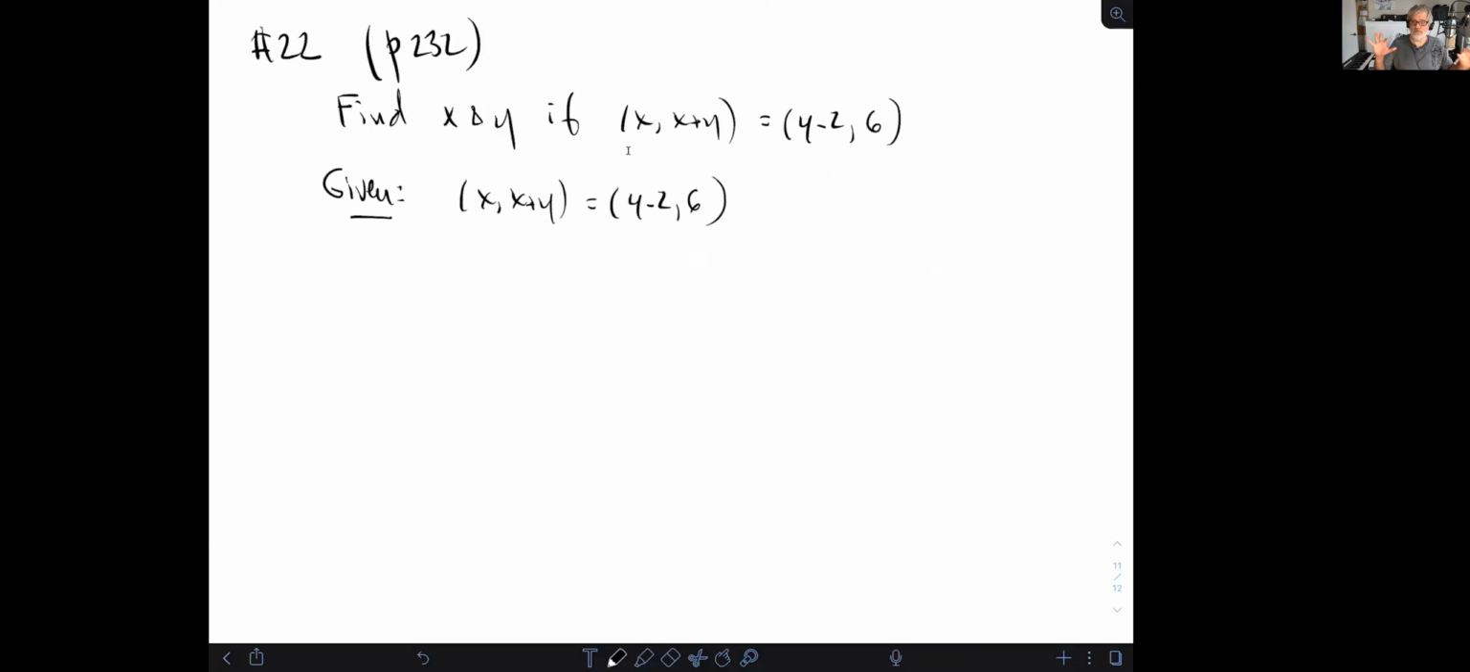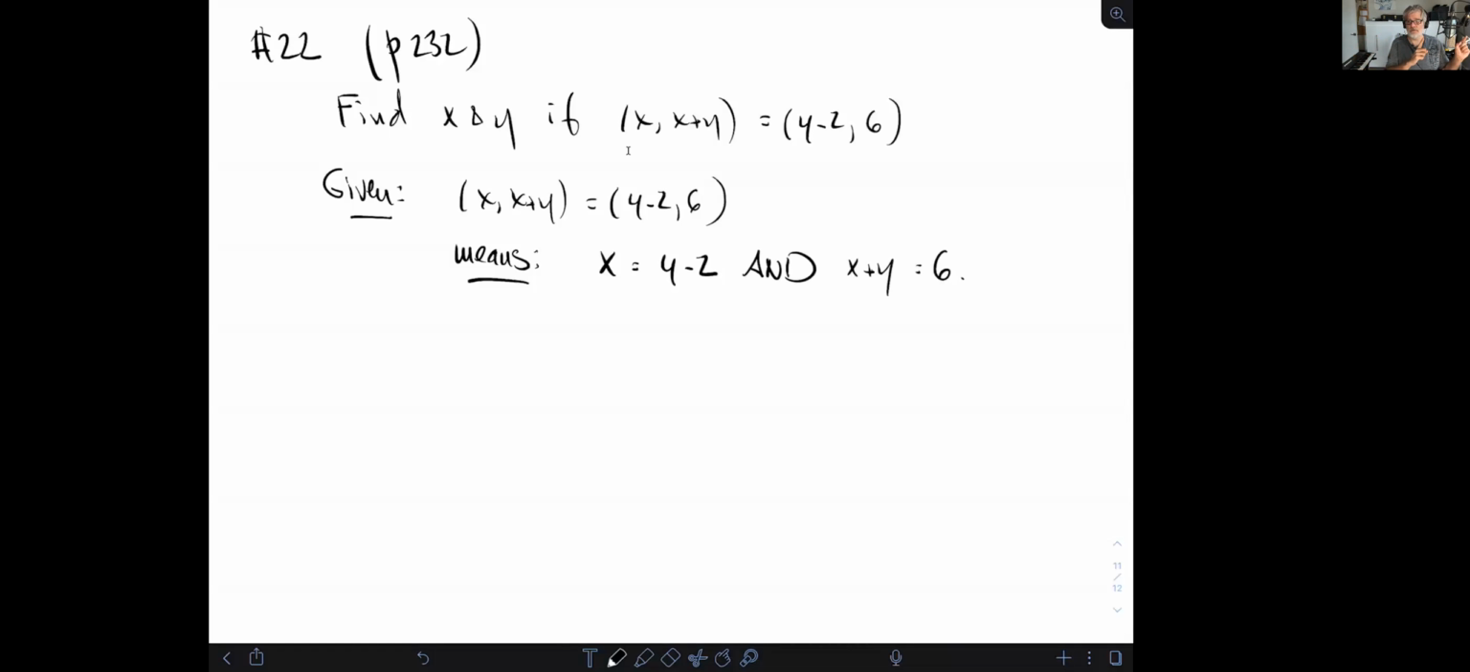Okay, now vectors or matrices in general, when they are equal, what does it mean? It means their corresponding entries are the same. So this means what? It means that the first coordinates or entries are the same: x equals y minus 2. And the second ones are the same: x plus y equals 6. Okay, so if you have an equality of 2 vectors, it means corresponding entries are all the same.